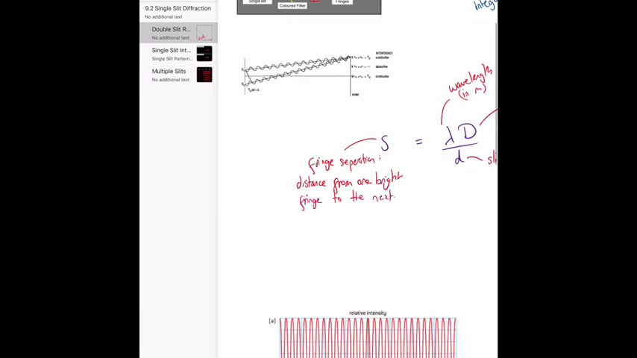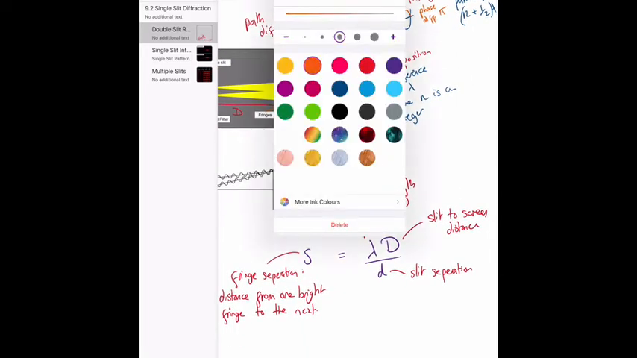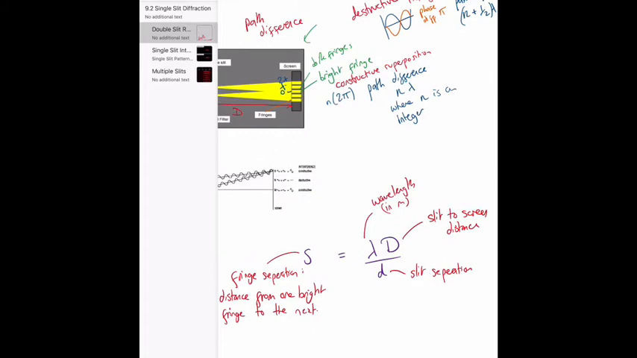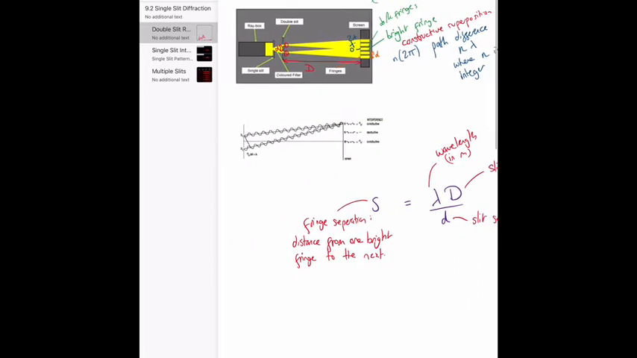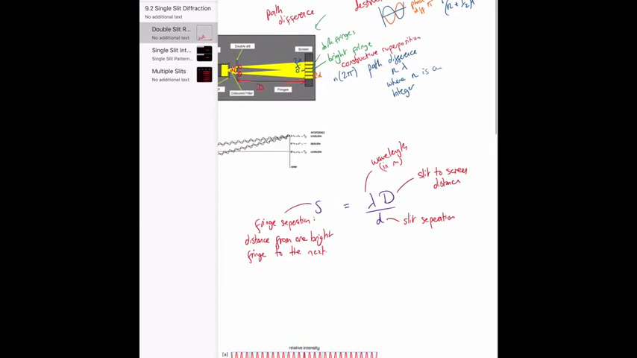Okay. So in our picture here, that would be this distance here, one bright fringe to the next. If we measured across 10 or 20 bright fringes and then divided by 20, we could get a more accurate value for s there. So at the core of it, that is your double slit material that we did last year.